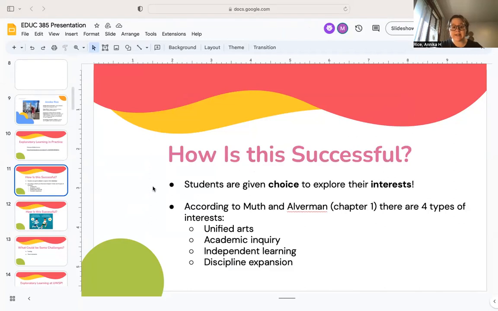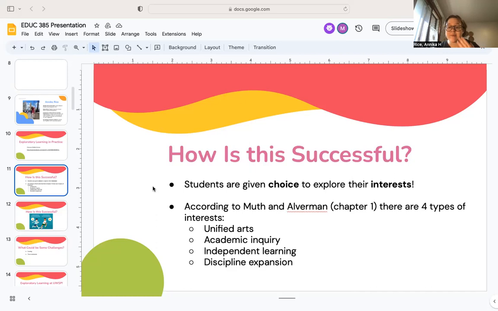So how was this particular exploratory learning experience successful? One thing that was really cool about Chesapeake Middle School in particular was that they had 2 periods every day that were exploratory learning. So it was built into the daily routine. So they consistently had this choice. So students are given this choice frequently, routinely, to explore their interests.